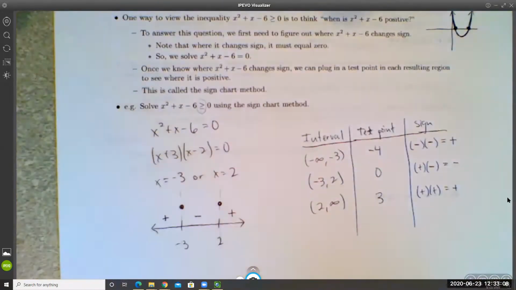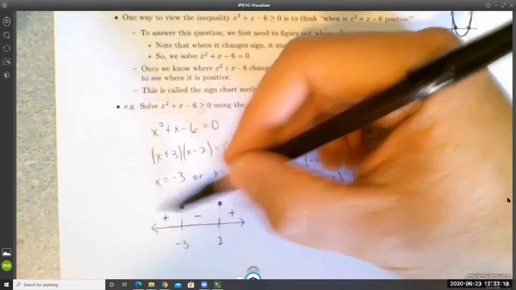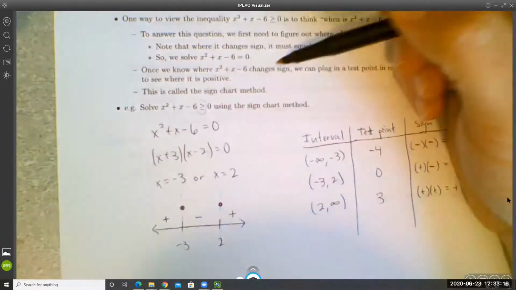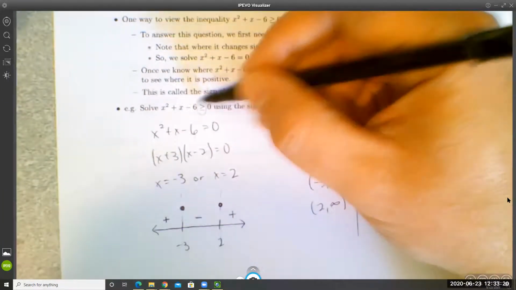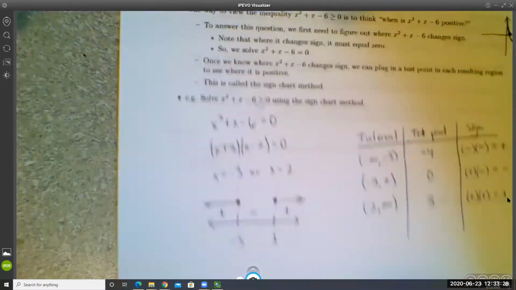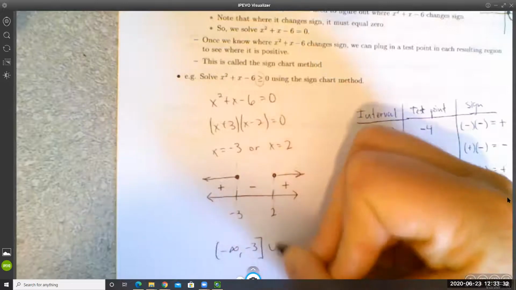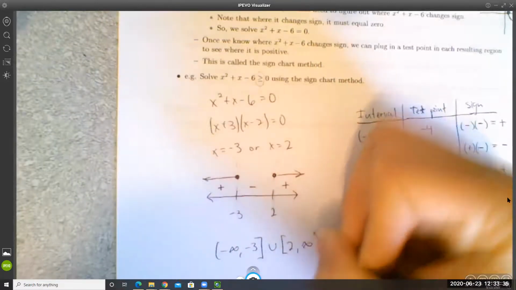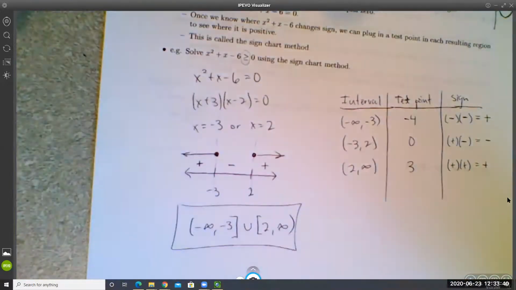Now, what do I do with that information? Well, I know now that this expression is going to be positive in these two places and negative in this place. What am I looking for? Well, I'm looking for where it's bigger than or equal to 0. In other words, I'm looking for where it's positive, right? So it's positive here, and it's positive there, and that is my solution set. Okay, so that's how the sign chart method works. Let me show you another example. So we'll walk through a couple more.